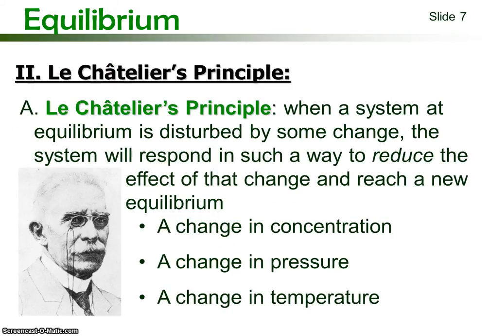Le Chatelier's principle is a law based on observations which says when a system at equilibrium is disturbed by some change, the system will respond in such a way to reduce the effect of that change and reach a new equilibrium. So, as we had said, we're going to look at how we can disturb a system at equilibrium by changing the concentration, changing the pressure, or changing the temperature.